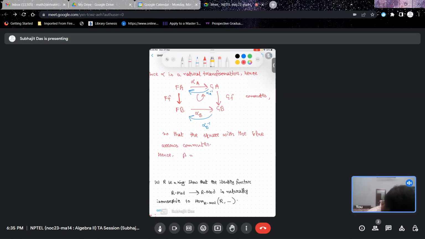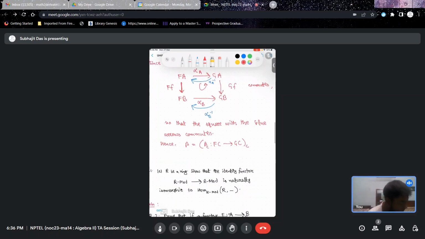Beta, which is defined to be the collection beta C from FC into GC. You can either think of a natural transformation as a map which assigns to an object of the first category a unique morphism of the second category, or you can think of it as a collection of morphisms in the second category indexed by the objects of the first category, such that you have the naturality axiom.